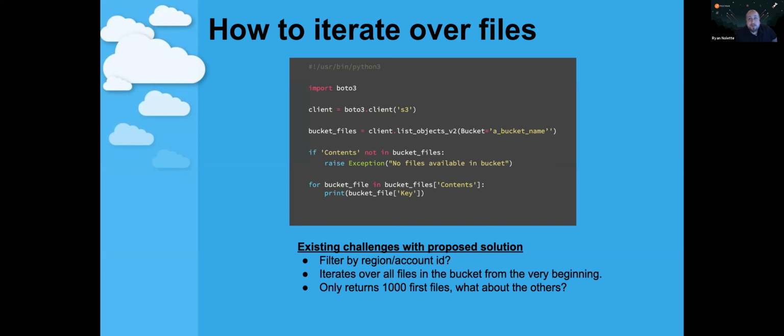My approach to iterate over the files is shown in the slides. It calls the list objects v2 function. It iterates over the returned file objects. So the simplified approach to this had several challenges that we had to deal with.